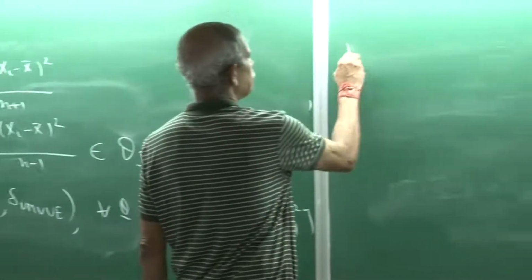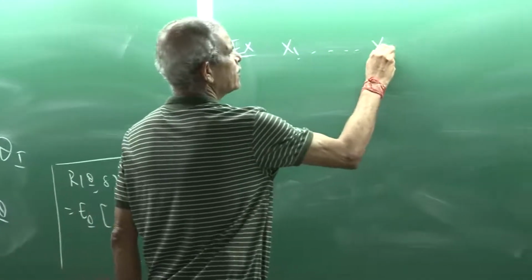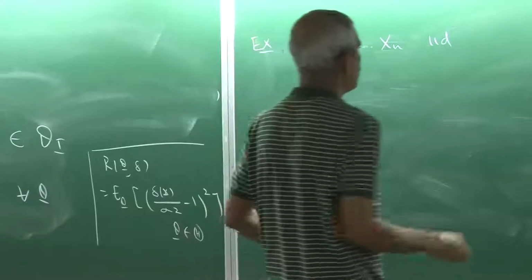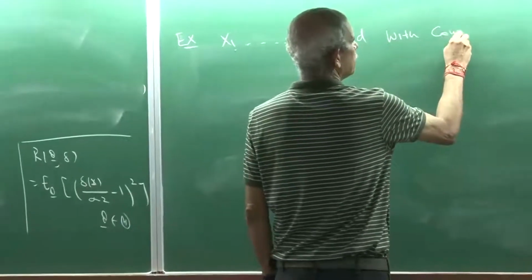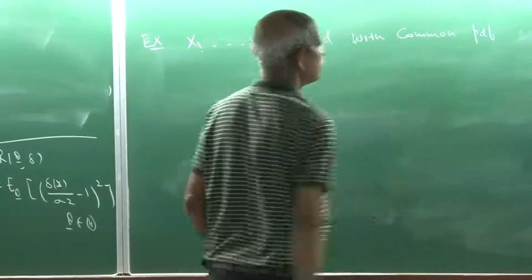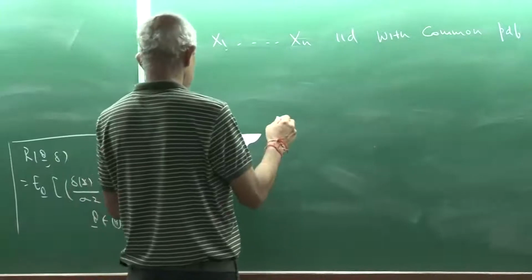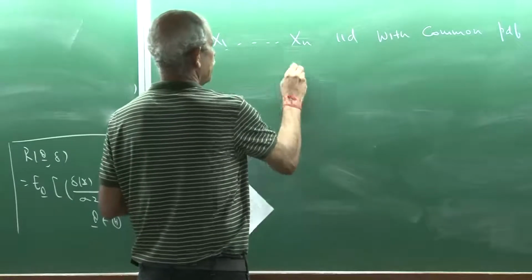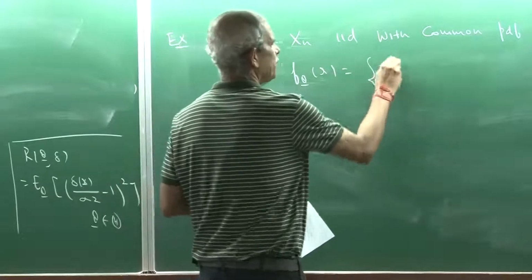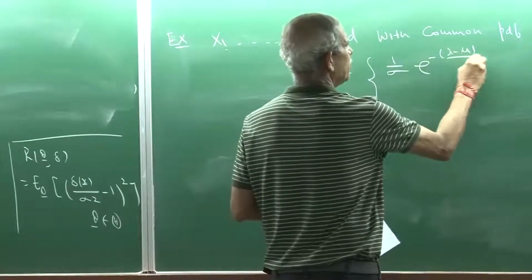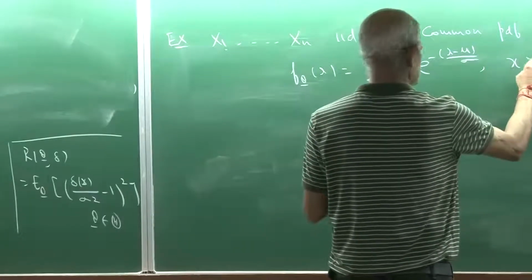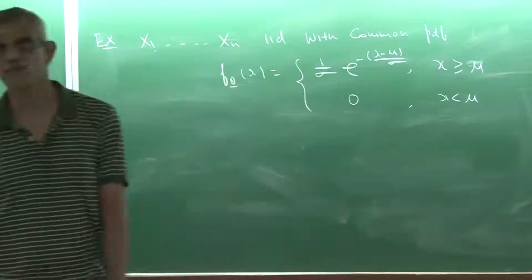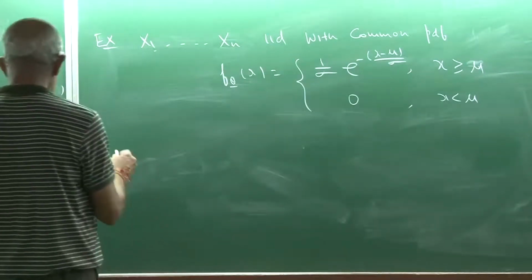So suppose x1, x2, ..., xn are IID from the exponential location scale model with common PDF f_theta(x), which is (1/sigma) e^(-(x-mu)/sigma) if x is greater than mu, and 0 if x is less than mu.